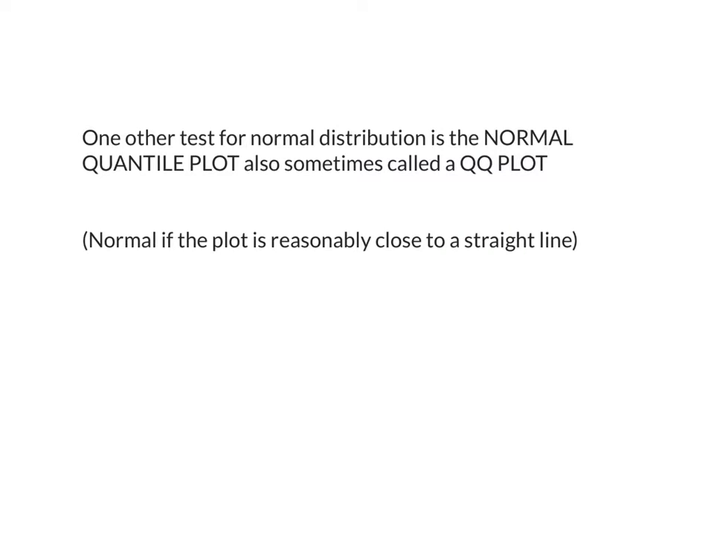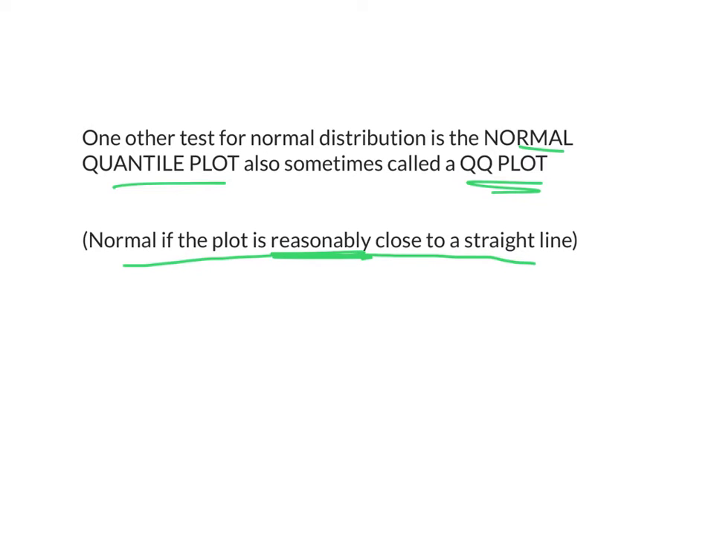A better test to see if something's a normal distribution is called a normal quantile plot, or sometimes a QQ plot. I'm going to be honest with you, we're going to use either our TI-84s, so please bring those with you. You need your calculator and your laptop. We're going to use software to graph those for us. But here's the deal: when we graph those, if the plot is reasonably close to a straight line, then that means it's a normal distribution, which means we can do some things with it.